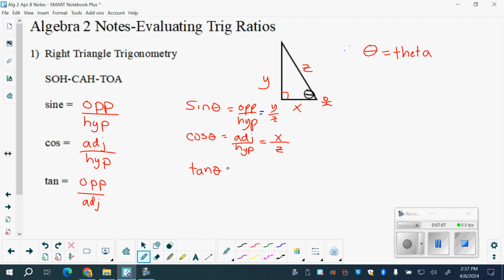So tangent of theta is going to be our opposite over adjacent. The opposite from theta would be the y, and then adjacent would be x. Questions on that before we get into some examples? Okay.